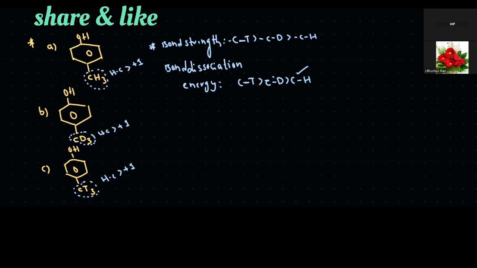Acidic strength is less only. So in these three cases, which one is more acidic? C is more than B, B is more than A. This is the acidic strength order of the given phenols. It is very, very important. Here bond strength, bond dissociation energy. For this kind of conditions, bond dissociation energy is the important factor. Then next, one more example of the same kind we will discuss now.